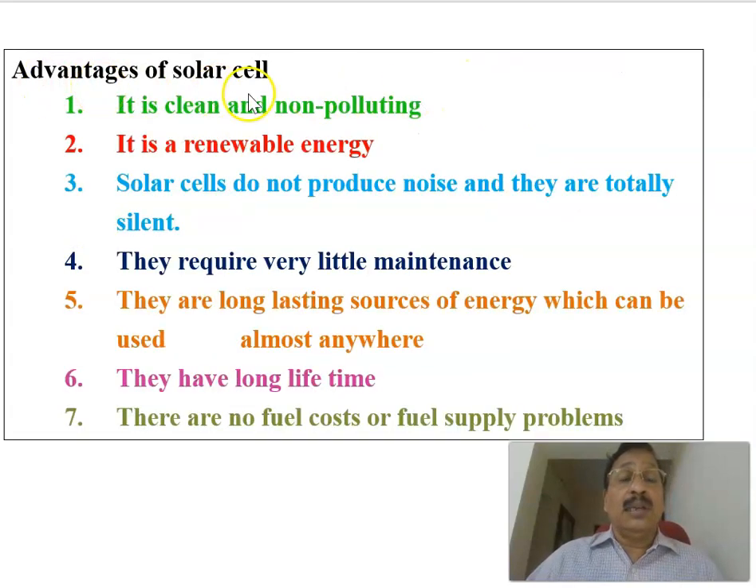Now coming to the advantages of the solar PV system: the solar cell is clean and non-polluting. It is renewable energy. Solar cells do not produce noise and are totally silent. They require very little maintenance. They are long lasting, can be used almost anywhere, and have a long lifetime. There is no fuel cost or fuel supply problem because the running cost is nothing. These are the advantages of the solar PV system.